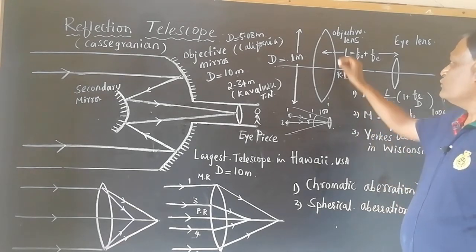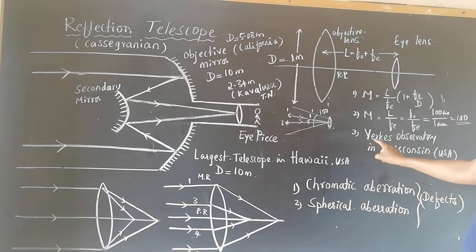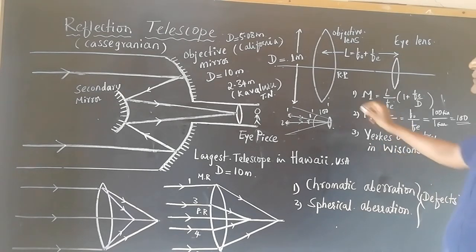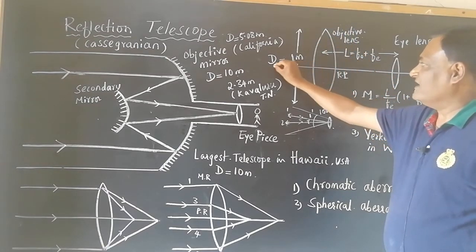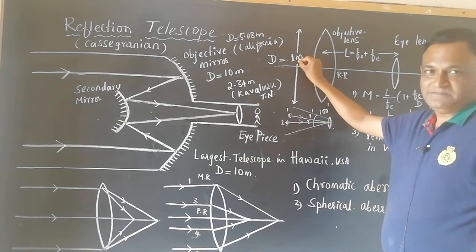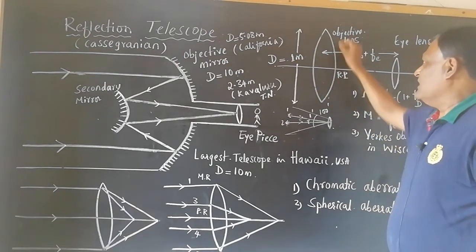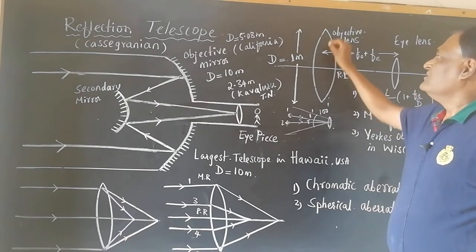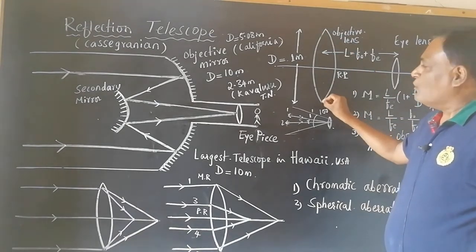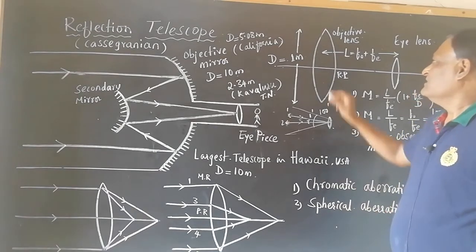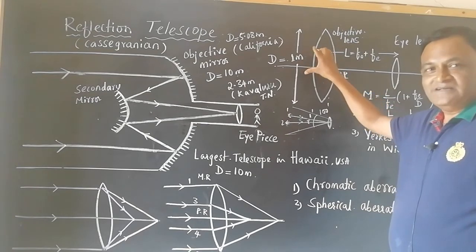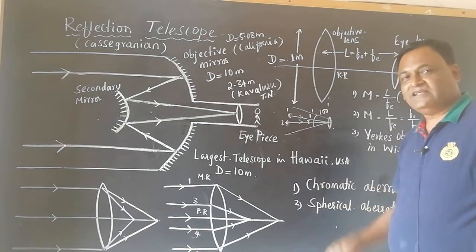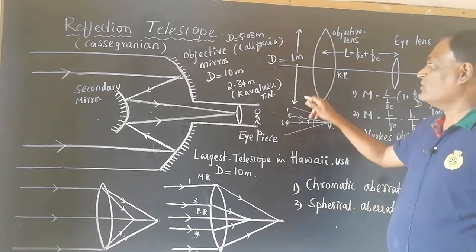The largest telescope is in the USA, the Yerkes Observatory in Wisconsin, USA. The largest telescope has an objective lens of diameter 1 meter. A large aperture has more light gathering ability, so that even feeble light can be gathered and the distant star can be clearly focused.